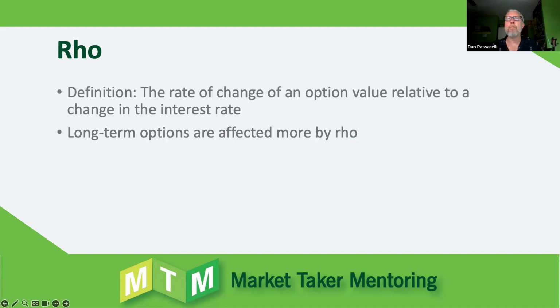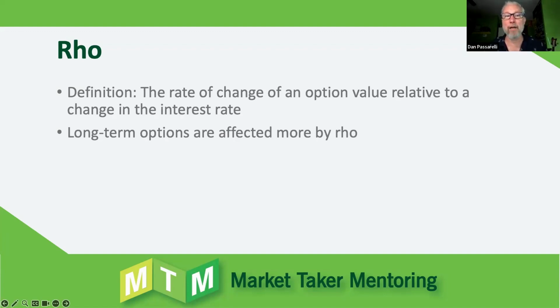All right, we've got one more Greek to talk about, and this is the black sheep of the family here. Nobody talks about rho, but rho has actually become important over the past year or so, since interest rates have gone up. Actually, more than a year by now, I guess. Rho is the rate of change of an option value relative to a change in the interest rate. And the more time there is until expiration, the more the interest rate affects an option, right?